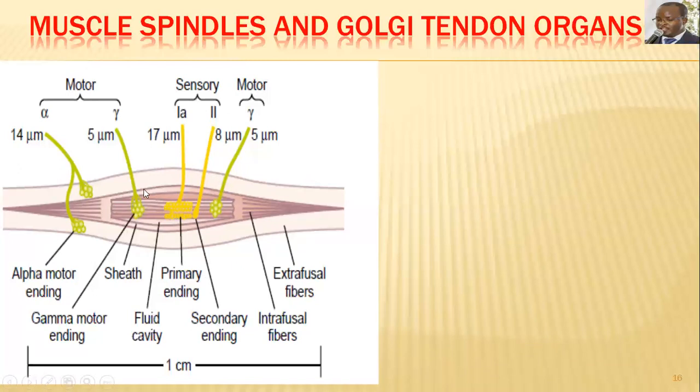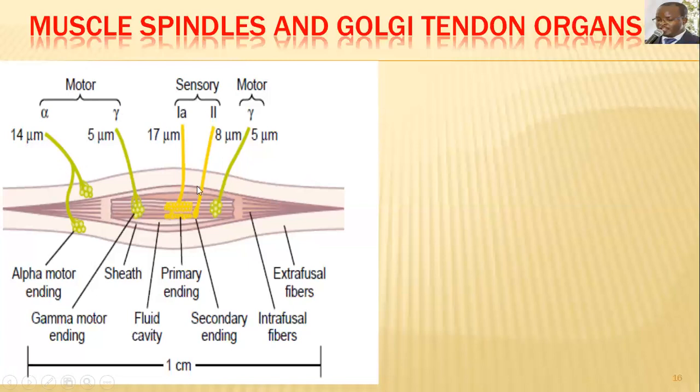Then you can also appreciate the motor nerves that are innervating these muscle fibers. You can see you have the alpha and gamma. These are called alpha-gamma loops. The fibers innervating the intrafusal fibers are mainly the gamma. The alpha motor neurons innervate the extrafusal fibers. These are very fast. You can see even the diameter is bigger as compared to the other motor neuron, like the gamma motor neuron.